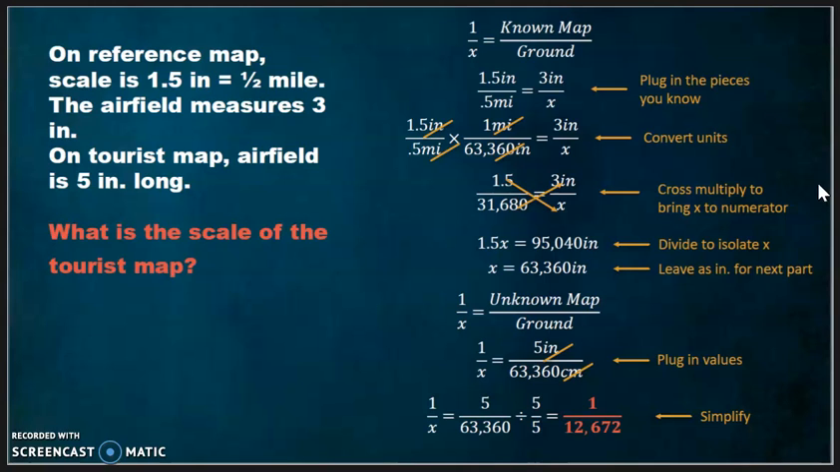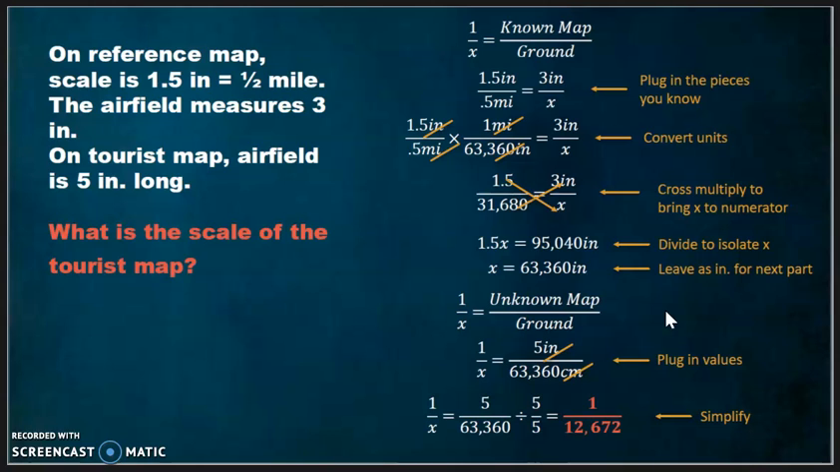So the first thing we want to do is plug in the pieces that we know. So we know that an inch and a half equals a half mile on the reference map, and we know that 3 inches is the map distance. So we're trying to find the ground distance. We want to convert our units to the smallest unit, so we'll convert miles to inches. And then we'll want to cross multiply to bring x to the numerator. And then we will divide to isolate x and leave it in inches for the next part.